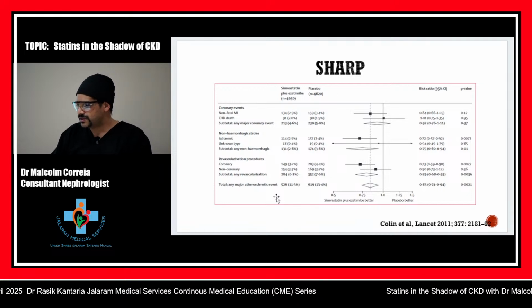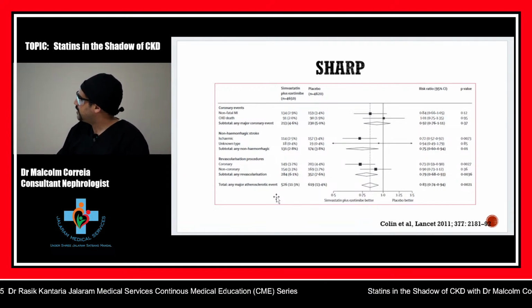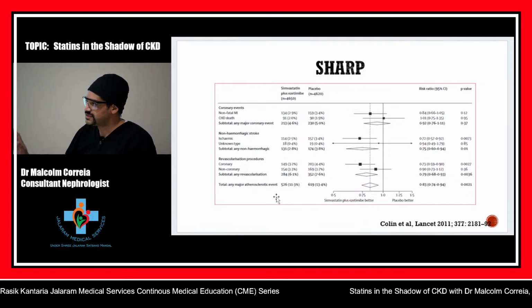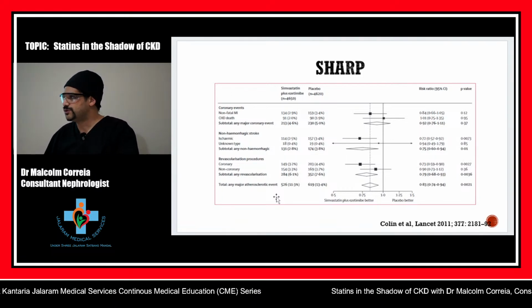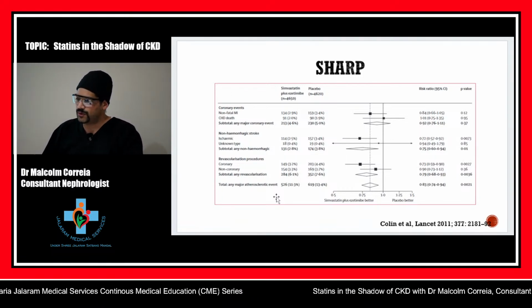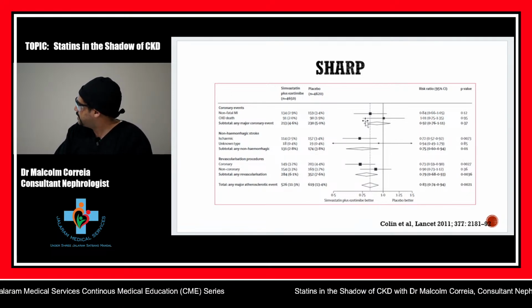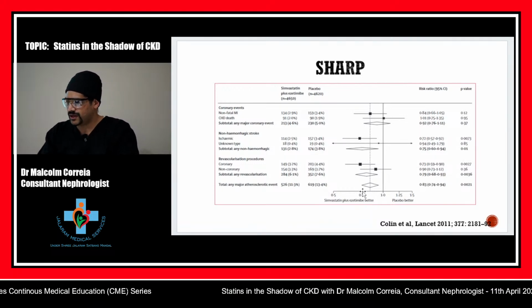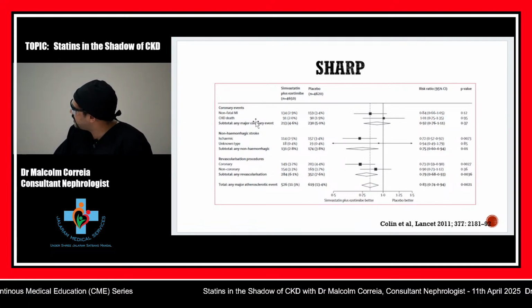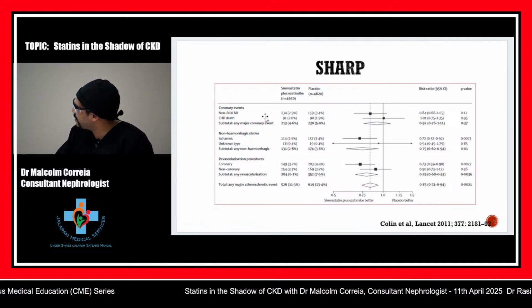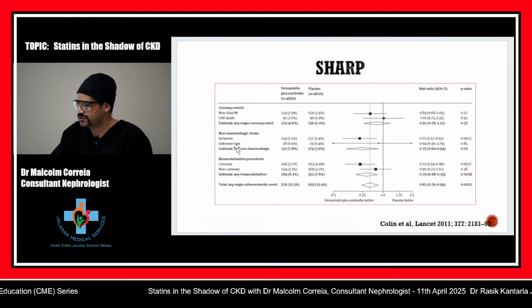In the SHARP study by Colin et al., they looked at simvastatin and ezetimibe, so dual therapy, against placebo, and you can see that all the things they tested for had very good outcome reports, okay? That's looking at your MACE in terms of coronary events, CVDs and stroke, along with acute myocardial infarction.